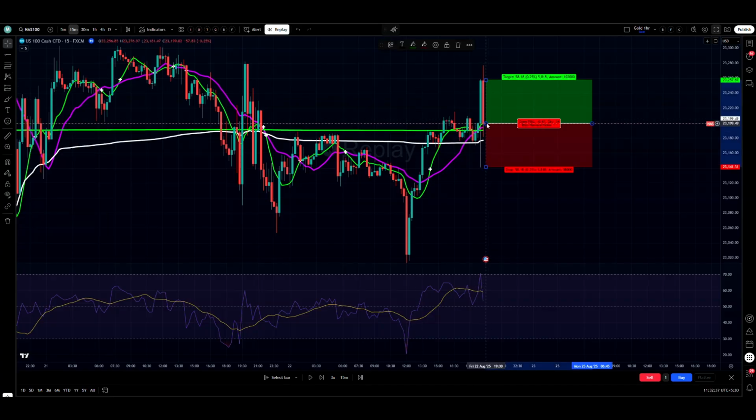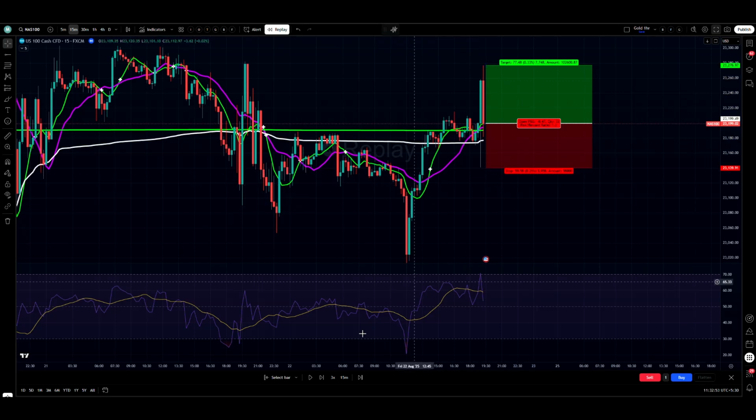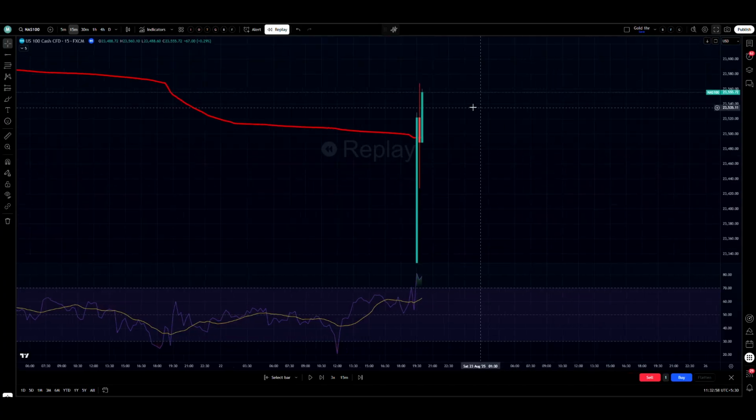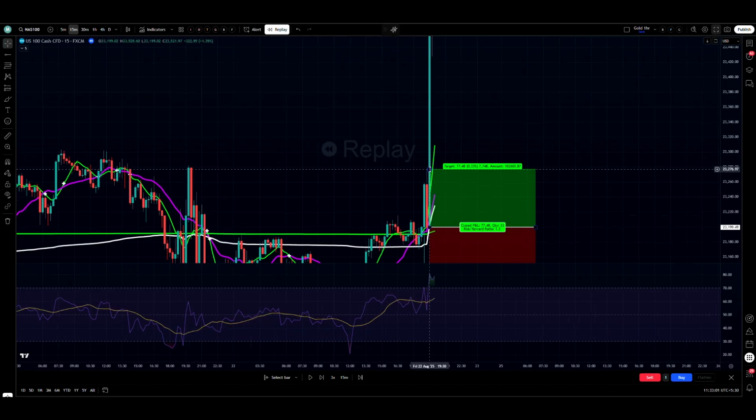So let's say at close, this is a $77 target, and this is a $60 risk. So a one-to-one trade, and after we let it go for the next 15 minutes, it has become something else.